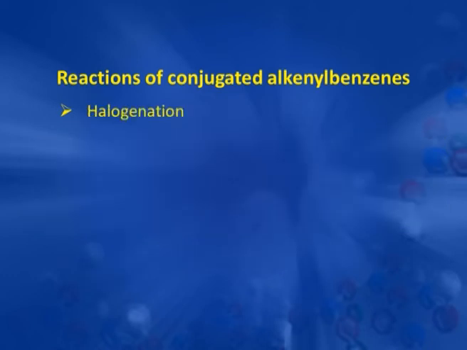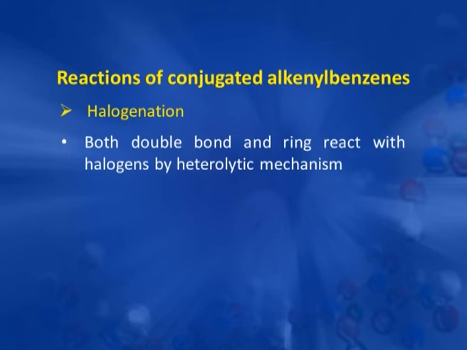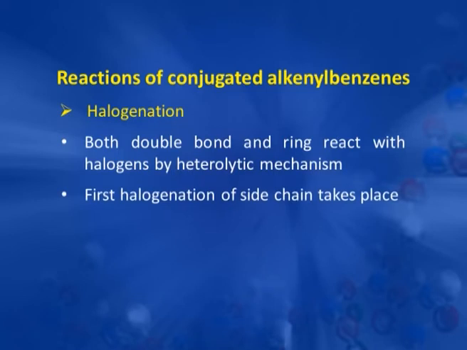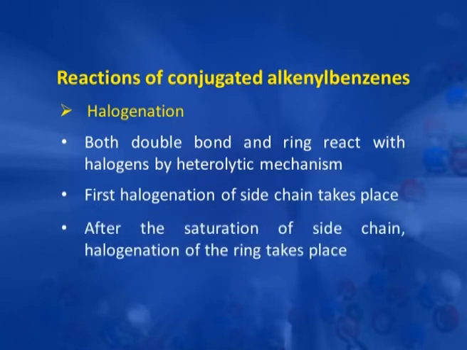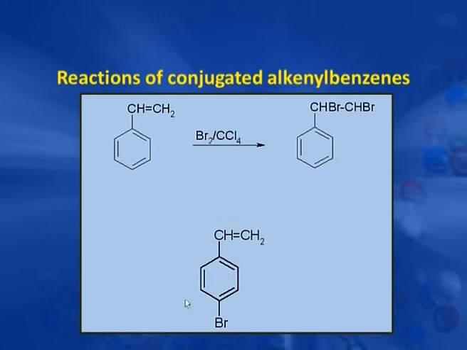Now, halogenation. Both double bonds and the ring react with halogens by a heterolytic mechanism, but first halogenation of the side chain takes place. Once the saturation of the side chain has taken place, only then does halogenation of the ring take place. For example, if we want to prepare para-bromostyrene and we do direct bromination of styrene, then instead of getting ring bromination, we first get bromination in the side chain, and this takes place even under mild conditions in the presence of CCl4.